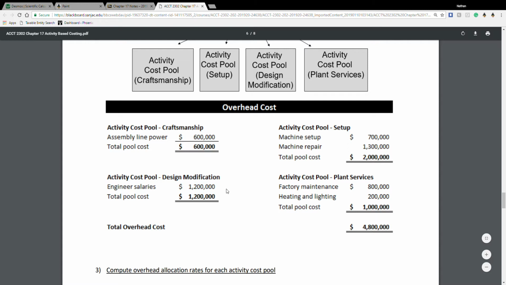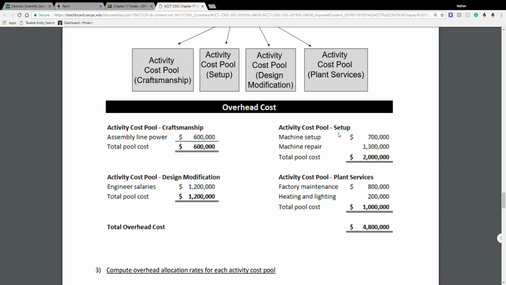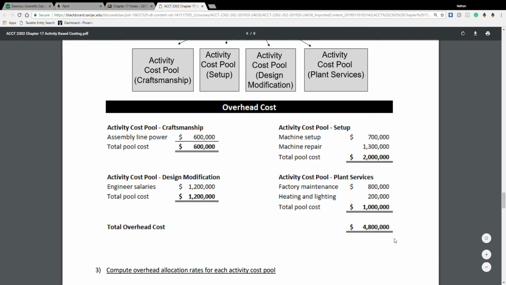Same thing with design modifications. These engineers are the only ones, so it's 1,200,000. But setup actually gets machine setup and machine repair. So their actual total pool cost is 2 million. While activity cost pool plant services gets factory maintenance and heating lighting to get a grand total of 1 million. Still, our total overhead cost should be 4,800,000.